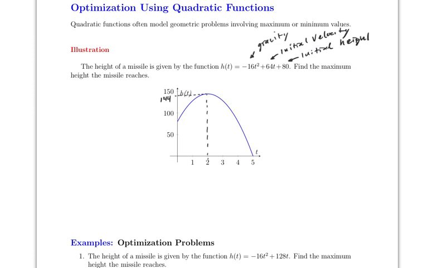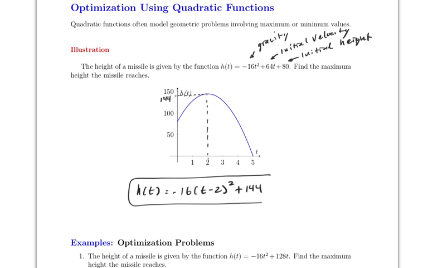Okay. Now, how do we figure out the 144? It's by completing the square. So just check it out from before, but once you complete the square, I'm going to do that in the next problem. You end up with minus 16 times t minus 2 squared plus 144. So you should check this. So check by completing the square.